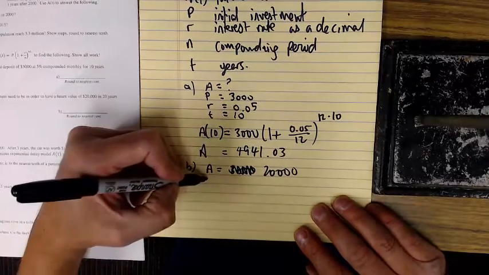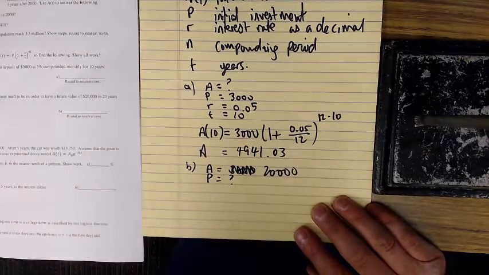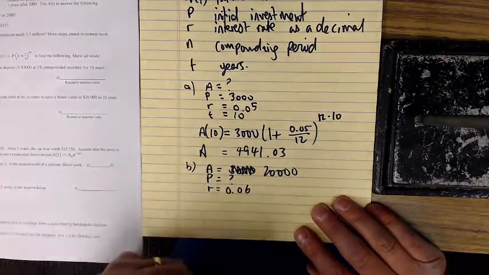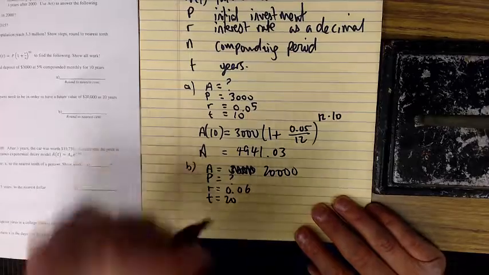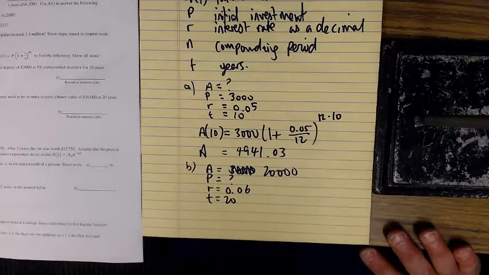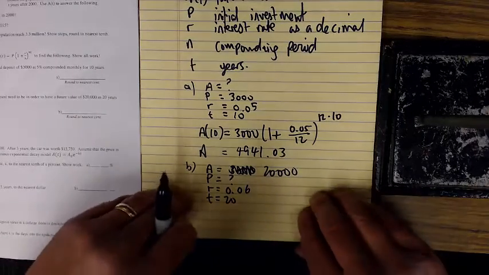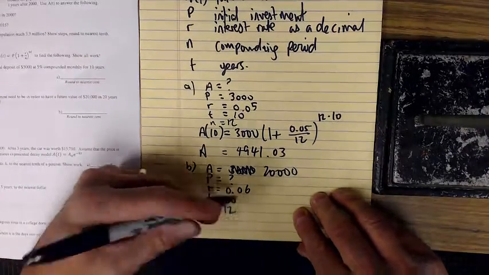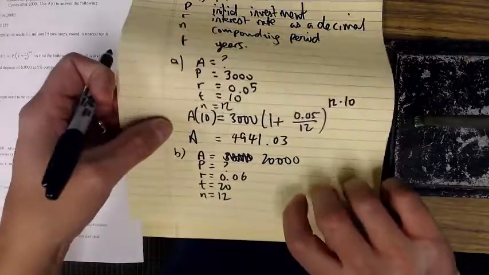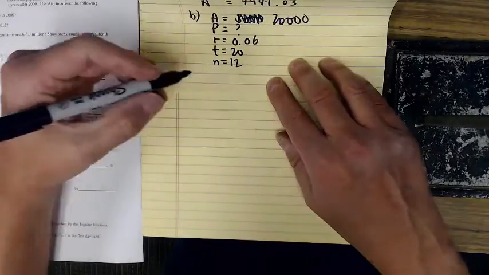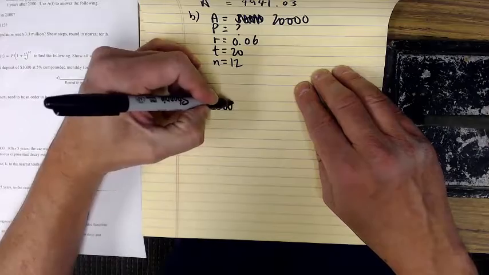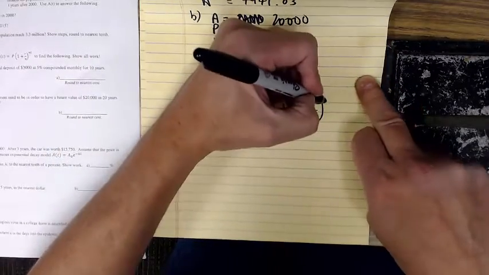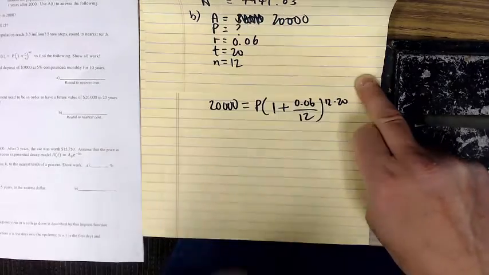We don't know what the initial investment is. We know that the interest rate is 0.06, and we know that t is 20. And we know that the compounding period on this one is 12. All right, so now we write out everything we know. So we know 20,000 equals P times 1 plus 0.06 over 12, raised to the 12 times 20.